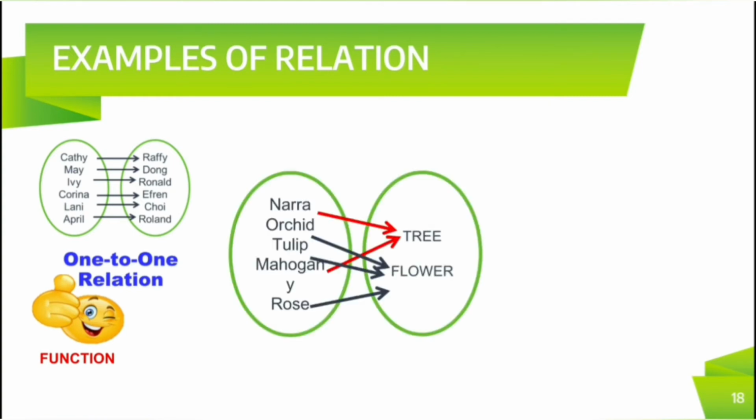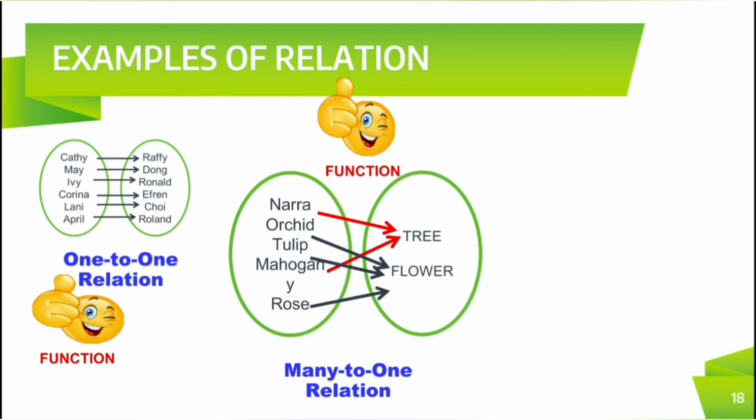Next is Ara and Mahogany is paired with tree, and tulip, rose, and orchid is paired with flower. So, meron po tayong many-to-one relation. Pag many-to-one relation, matatawag natin itong function.